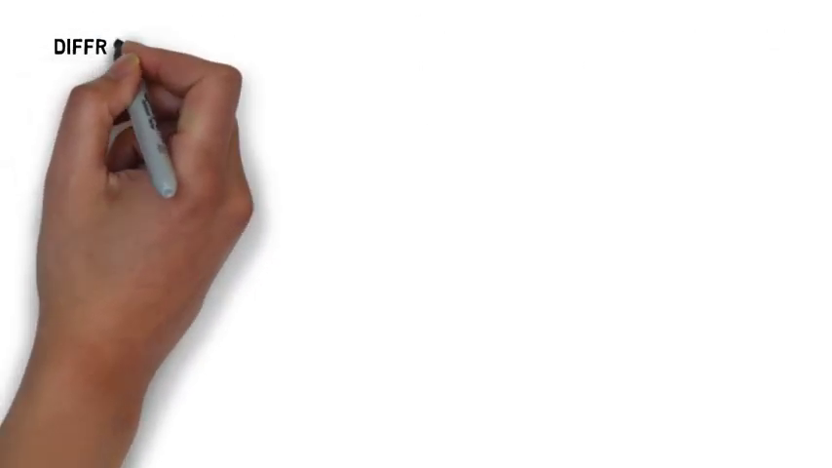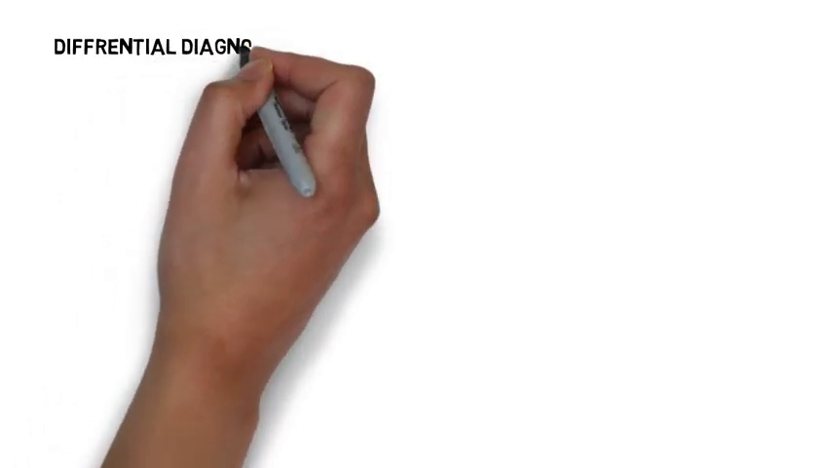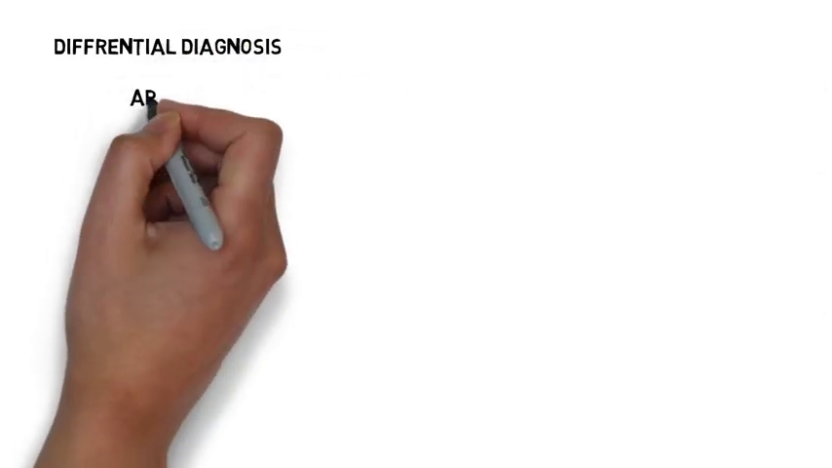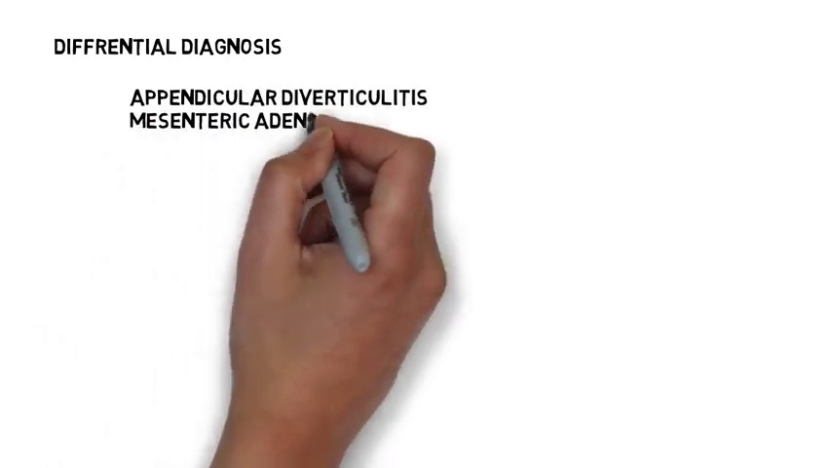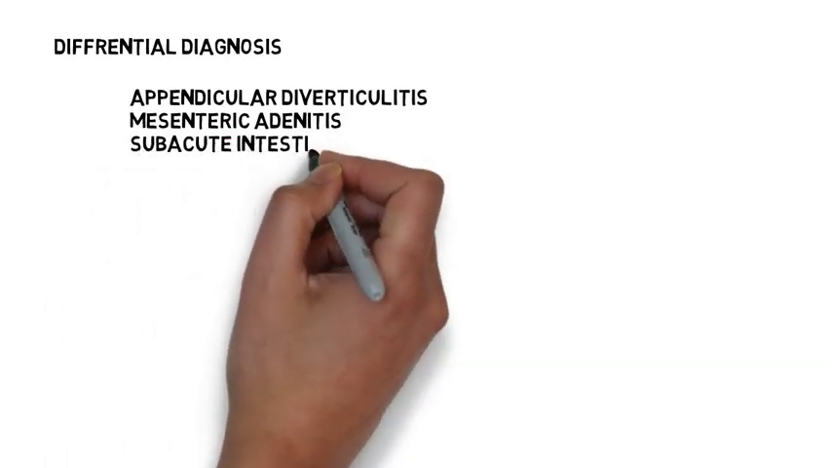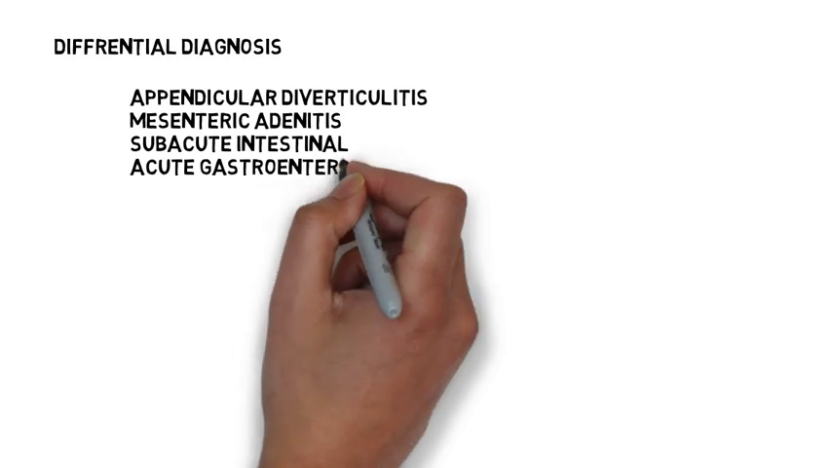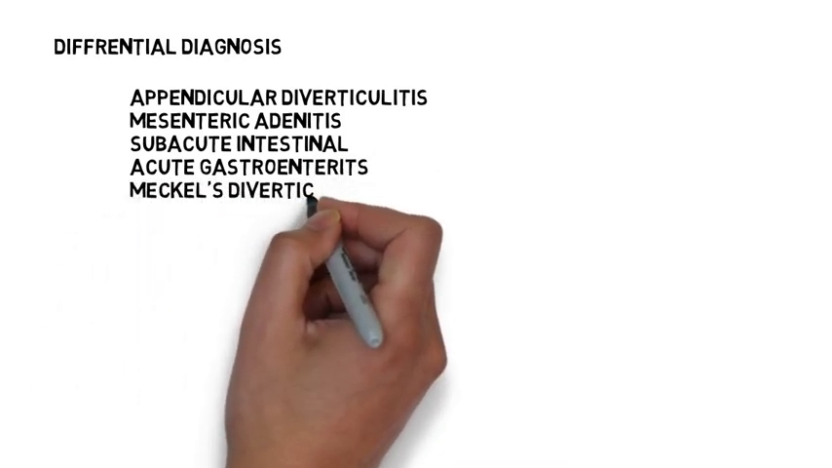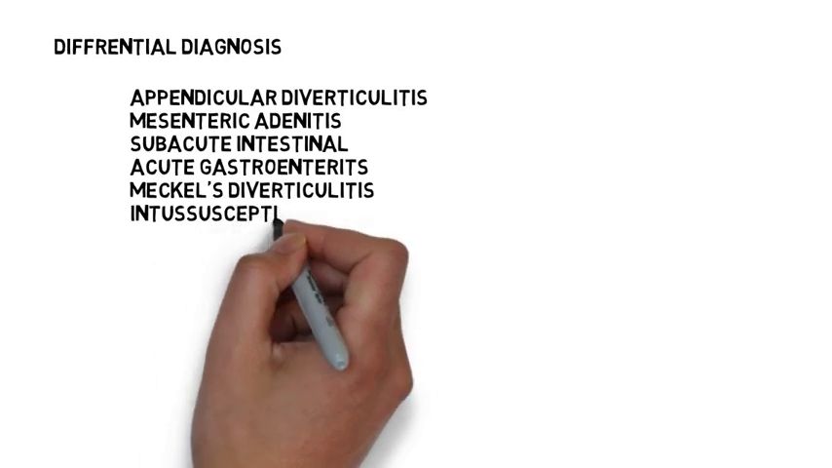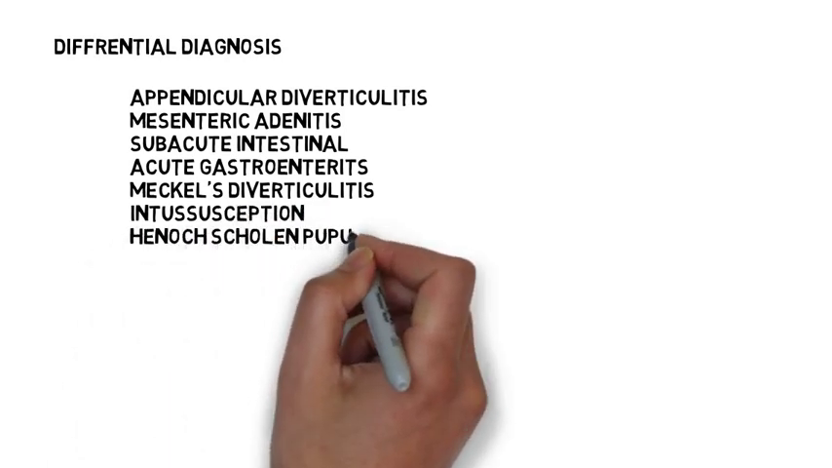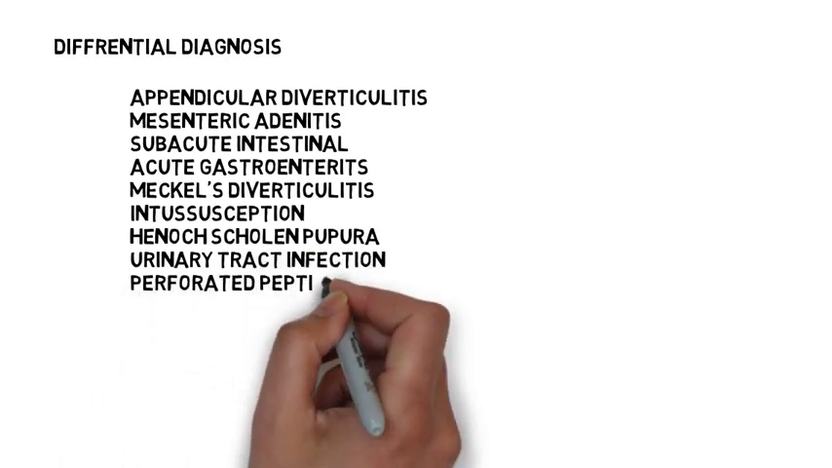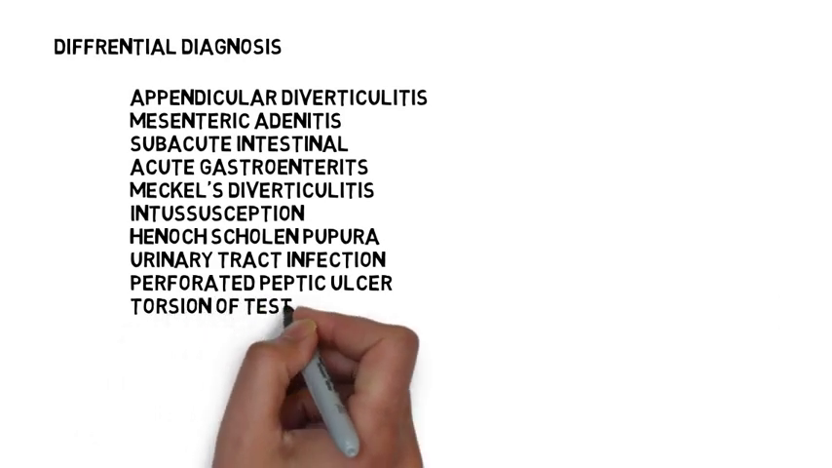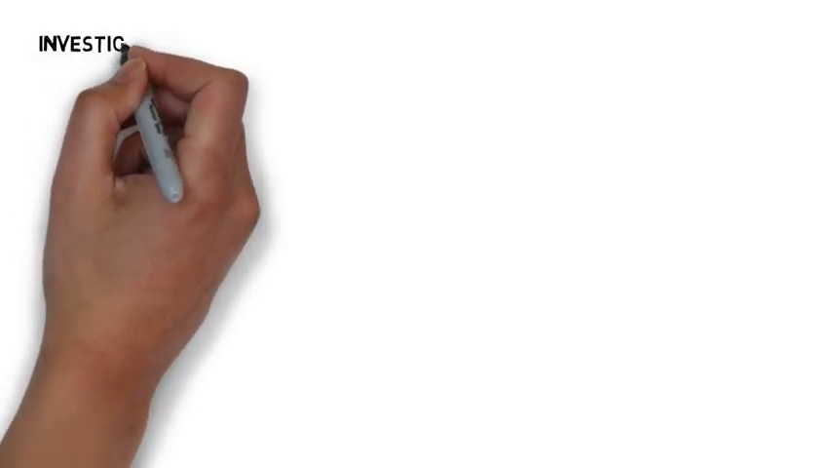So now, talking about the differential diagnosis in the case of appendicitis, the first one is appendiceal diverticulitis. The second one is mesenteric adenitis. Third one is subacute intestinal obstruction. Fourth one is acute gastroenteritis, Meckel's diverticulitis, intussusception, Henoch-Schonlein purpura, urinary tract infection, perforated peptic ulcer, torsion of testis, pancreatitis.